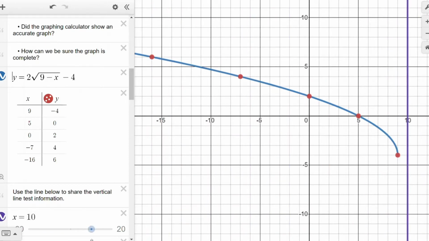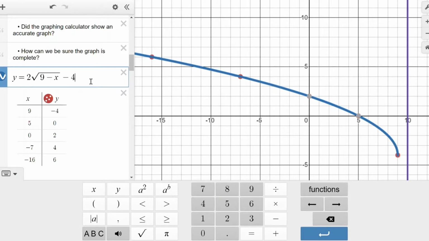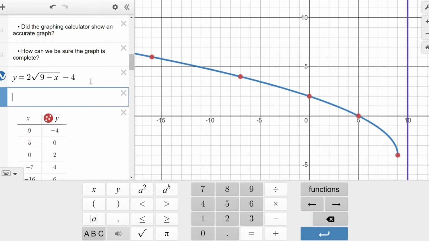But if I wanted that to continue around and down like this, I would have to use a different equation. And that would look something like this. Let's just go ahead and add another line in. So it's y equals, and then I'm going to say negative 2 times the square root of 9 minus x, and then I'm going to take it outside of the radical and do a minus 4. And then I'm going to graph it. Oh, wait, I'm doing something wrong here. Oh, there. I didn't put an equal sign.